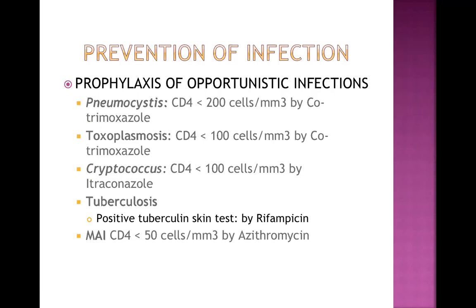Now, for the prophylaxis of other opportunistic infections, look at the names there. Some of the infections are repeated here. Pneumocystis carinii, again by cotrimoxazole. Toxoplasmosis, cotrimoxazole. Cryptococcus neoformans, itraconazole, and tuberculosis by rifampicin. And Mycobacterium avium intracellulare by azithromycin. Certain indications are also highlighted there. They are all guided by the level of CD4 cell count.